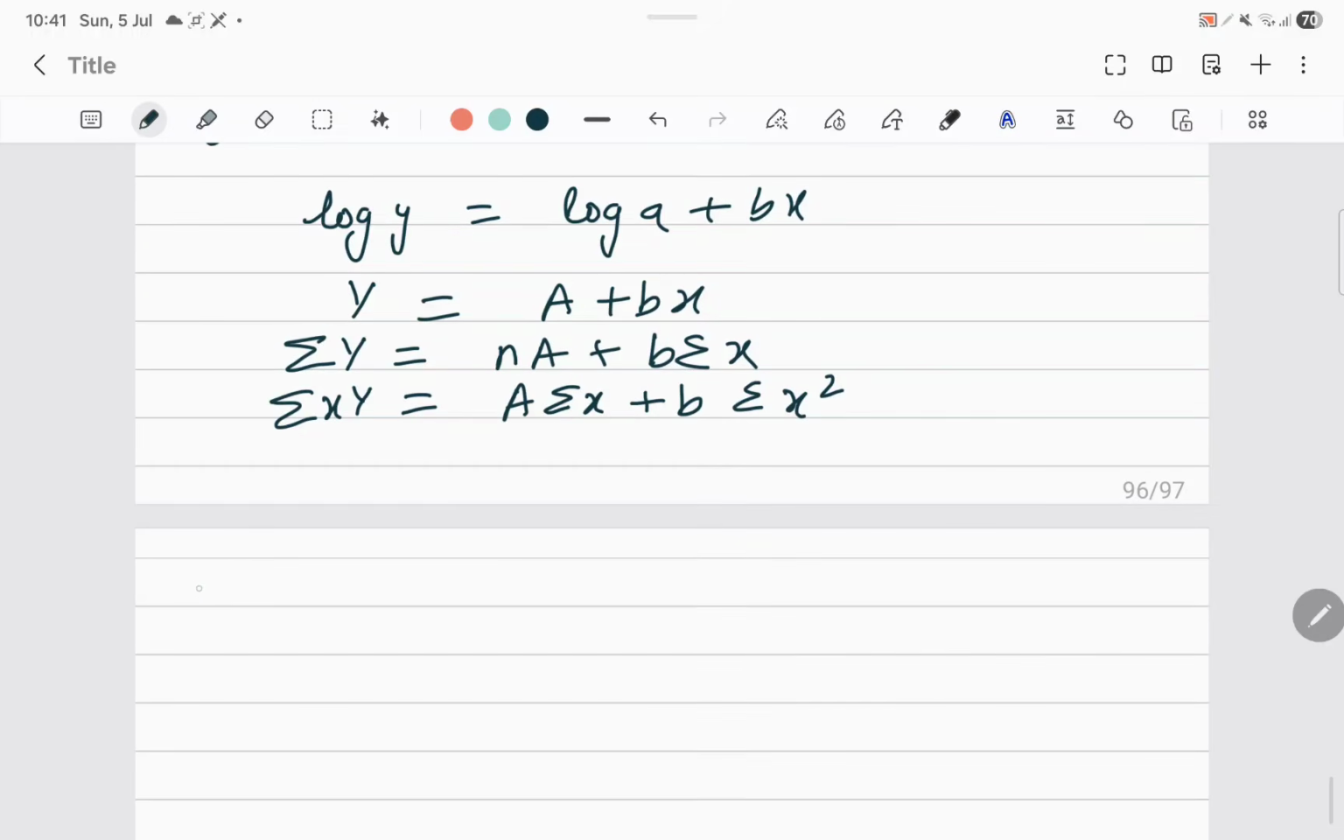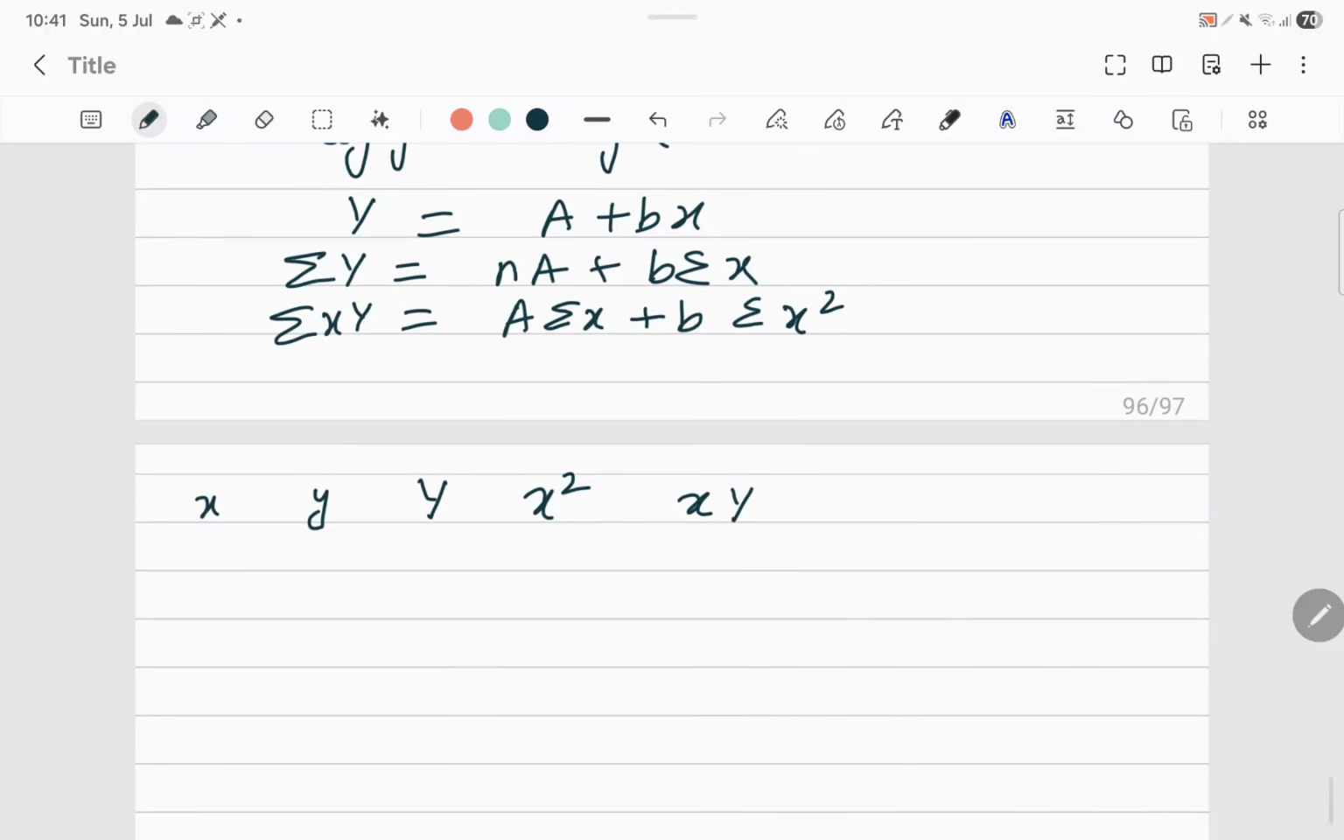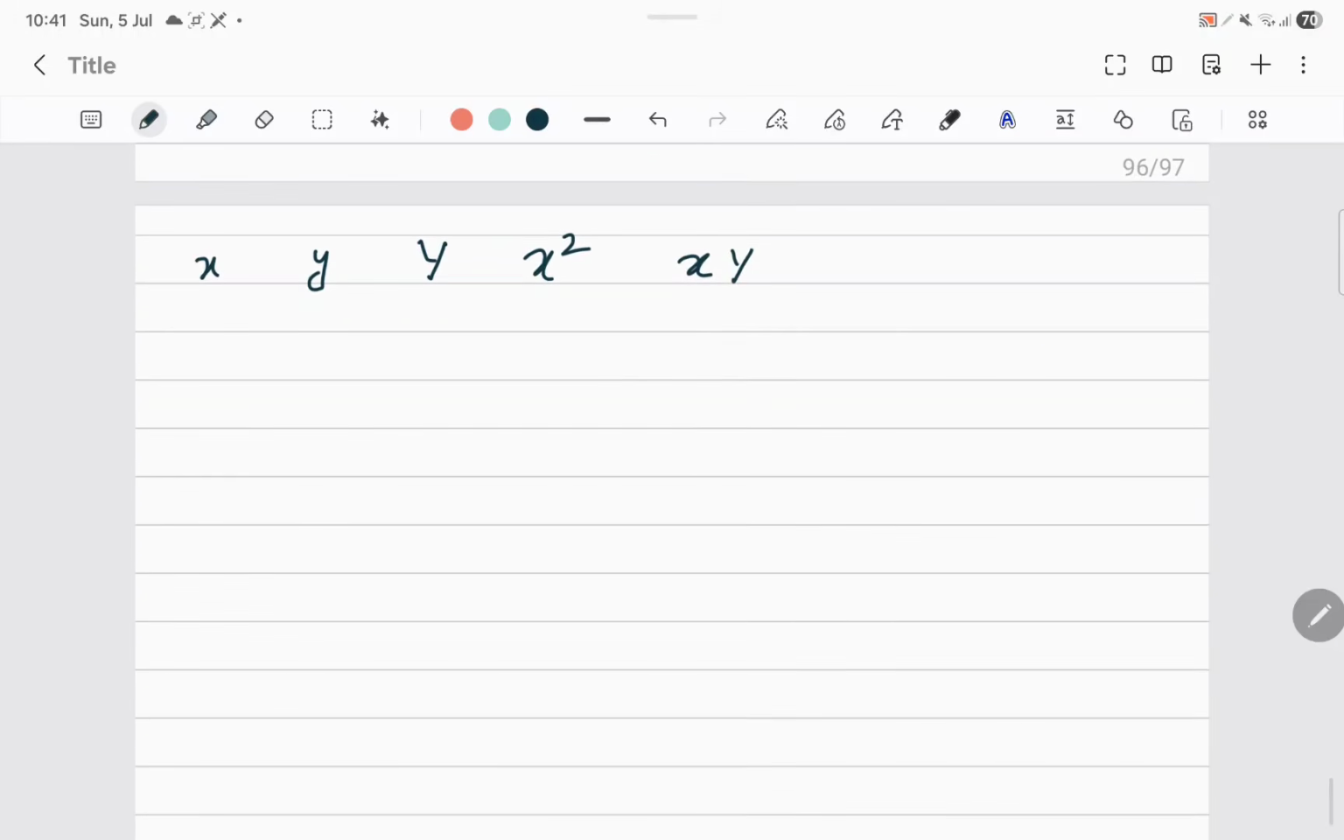Now I'll make the table. So my table will have x, y, capital Y, x square and small x and capital Y. So now let's write down the values. What are the x values? X values are 5, 6, 7, 8, 9, 10. Okay. And my y values are 133, 55, 23, 7, 2, 2. Right. Now I need to figure out capital Y, which is nothing but log of y. Right. So let me do that quickly.